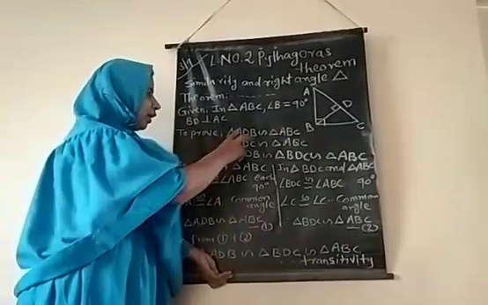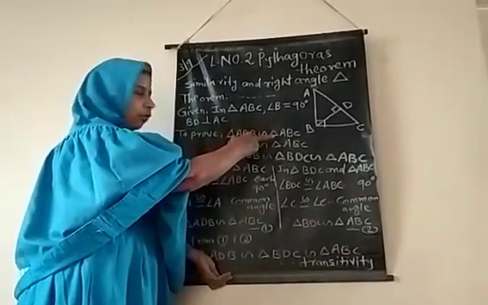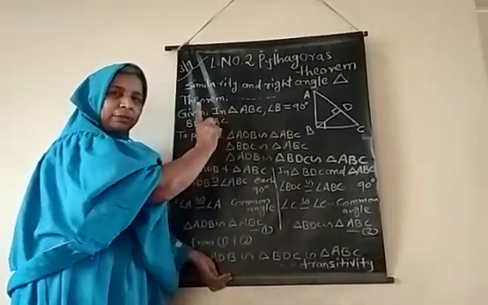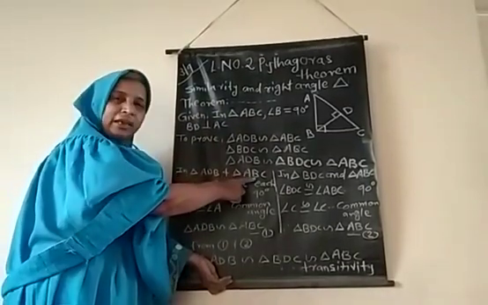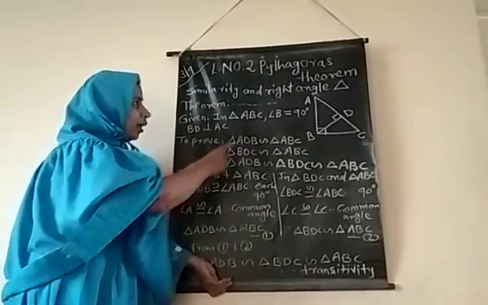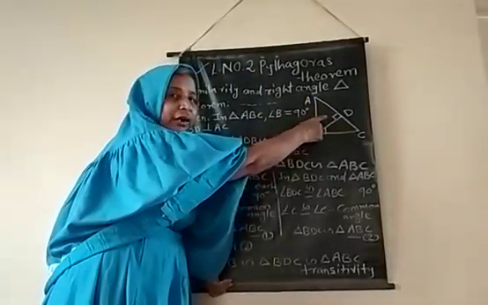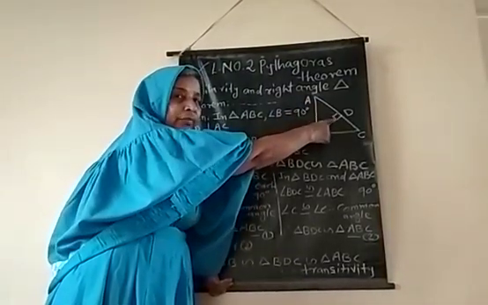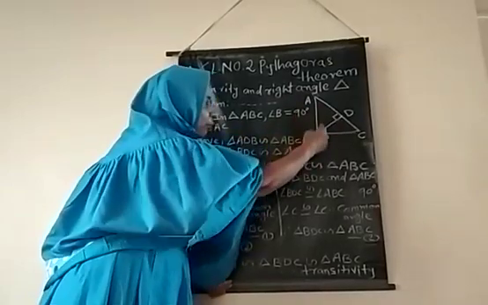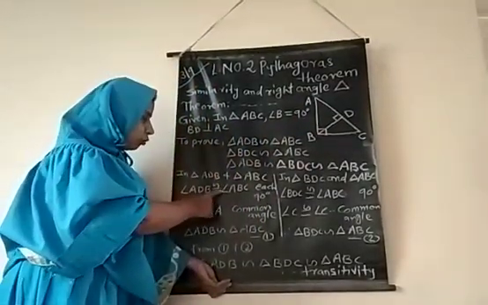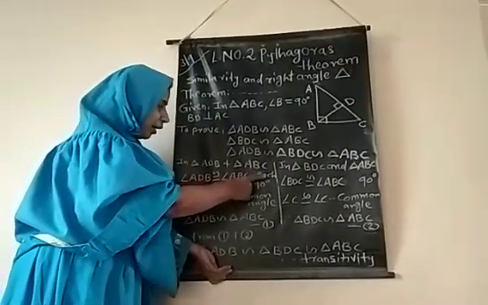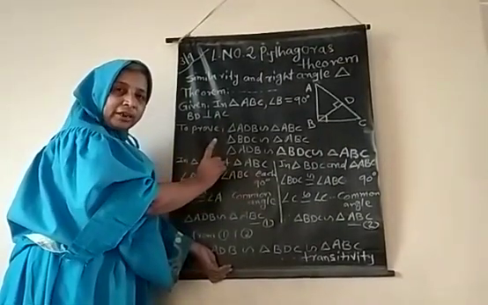Now, first consider these two triangles. What is our first proof? ADB and ABC. So those triangles' names we are writing: ADB and ABC. In this triangle ADB, look at this figure. Here angle D is 90 degrees. And in the full triangle ABC, angle B is 90 degrees. Therefore, angle ADB is congruent to angle ABC, because they are 90 degrees. So the reason is each 90 degrees.